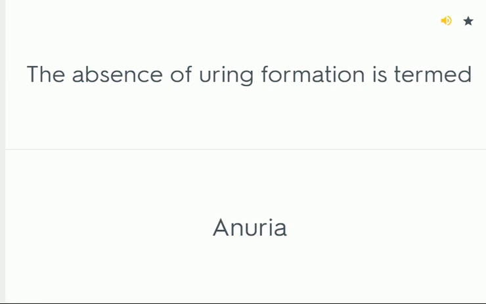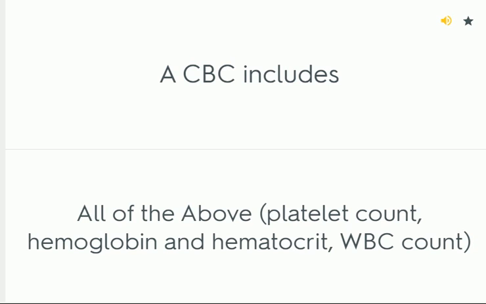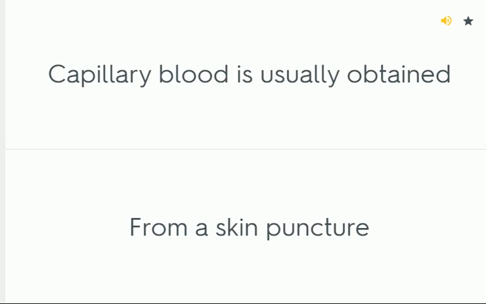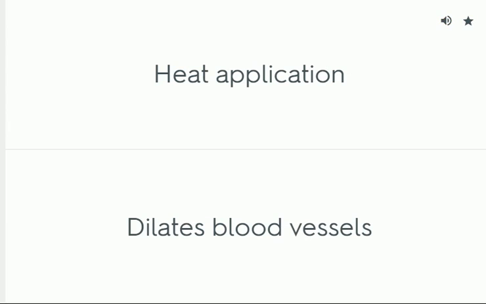The absence of urine formation is termed anuria. Normal specific gravity is generally between 1.010 and 1.025. A CBC includes all of the above. Capillary blood is usually obtained from a skin puncture. A cholecystogram is used to view the gallbladder. Heat application dilates blood vessels.